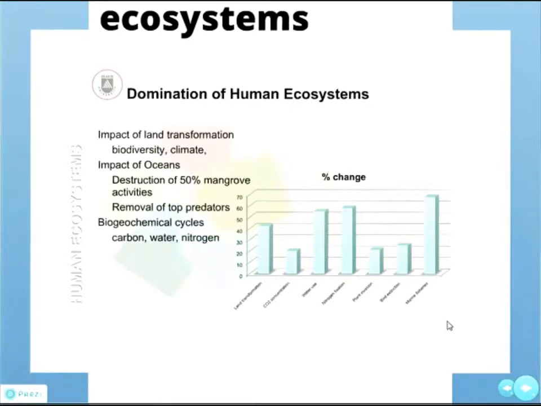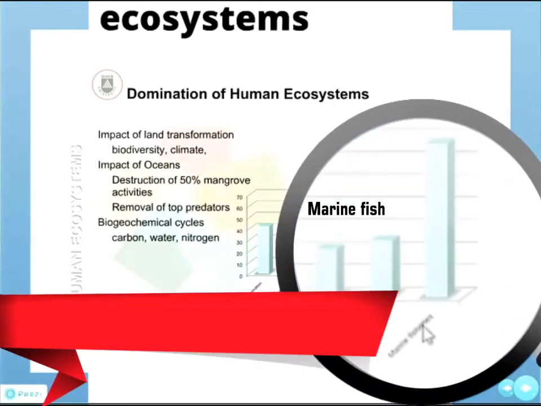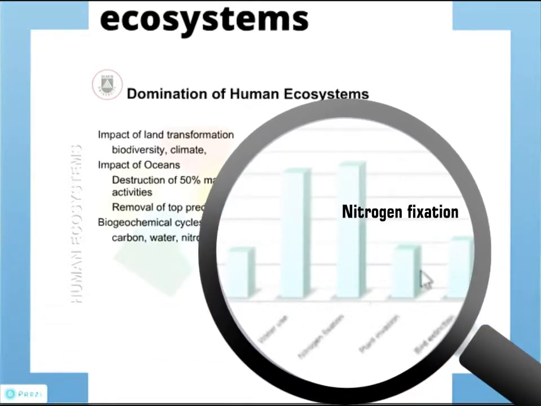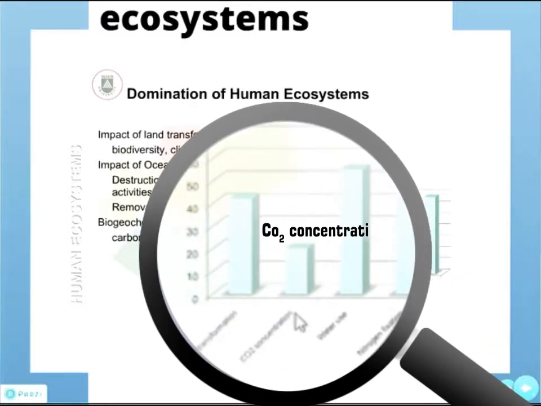So here is a graph which shows you this domination of human ecosystems and the difference in percentage of change that we have affected in the natural ecosystem. I'm quite interested in the marine fisheries here and the nitrogen fixation. You see, this is the highest that we affect. We are obsessed by the CO2 concentration, which you can see here, which we have changed by about 20%.